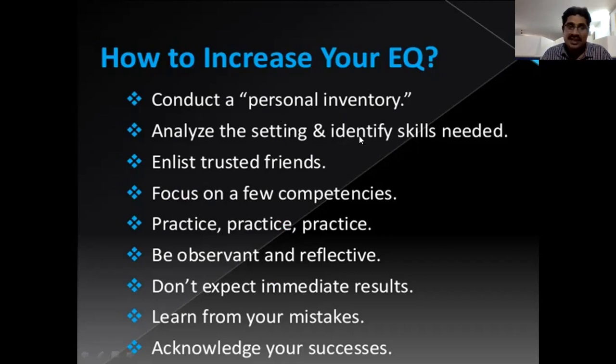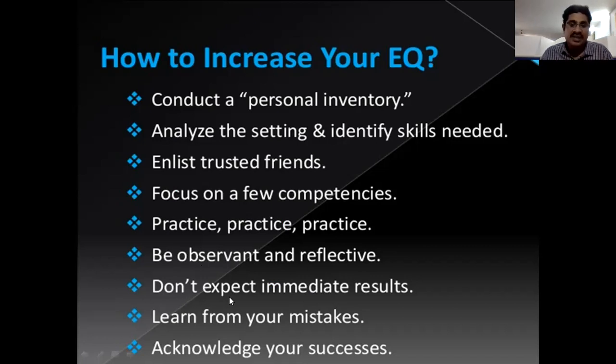Next, analyze the setting and identify the skills needed to develop our emotional intelligence. And next, enlist trusted friends. Just list out your true friends, right? And focus upon a few competencies. And next best thing is practice of balancing of emotions, controlling of your emotions. So practice your emotional controls. And next, be the observer, be observant, observing others and try to know and adopt something, and reflect it, which means simply put it in action towards others. So that is all, observant and reflective.